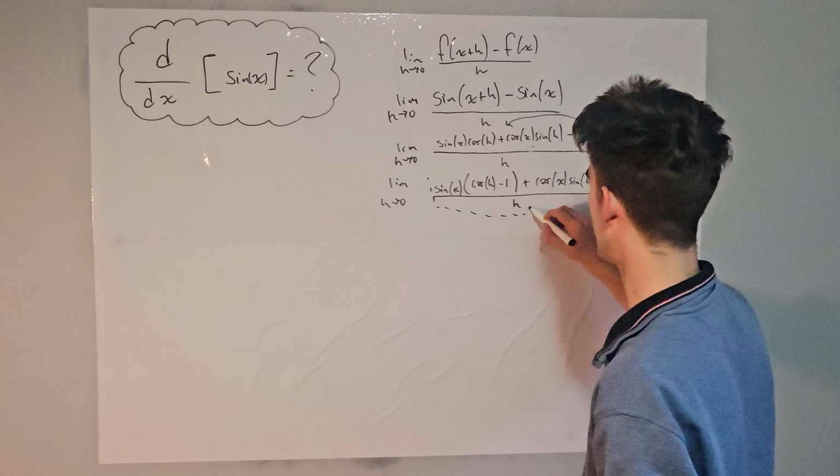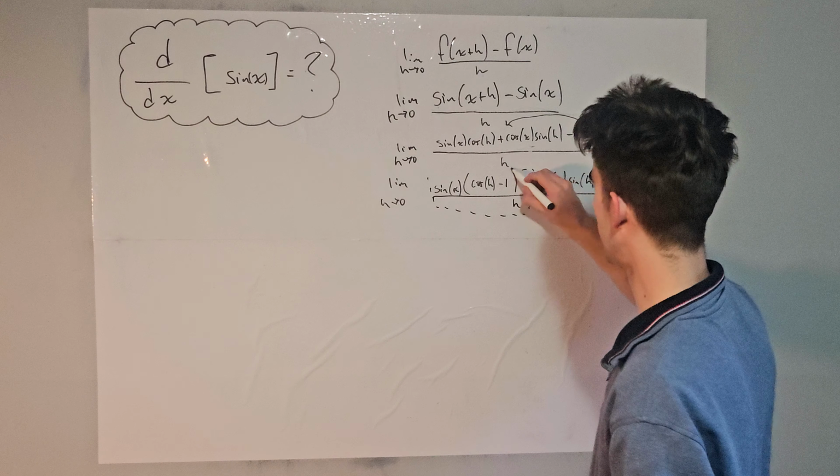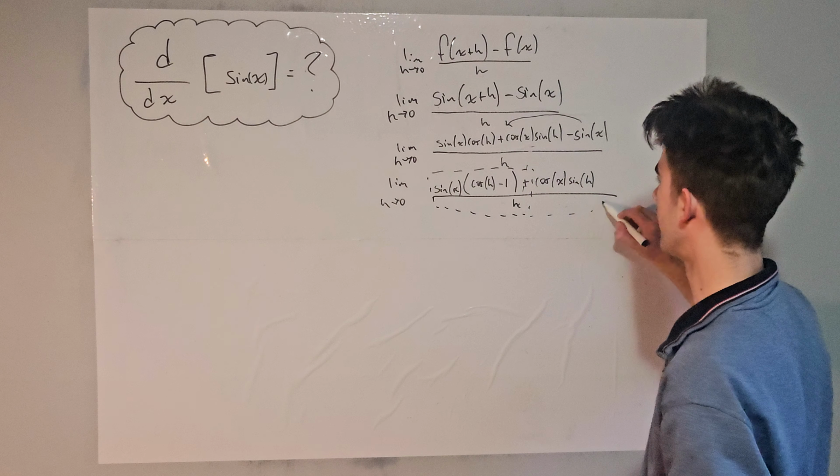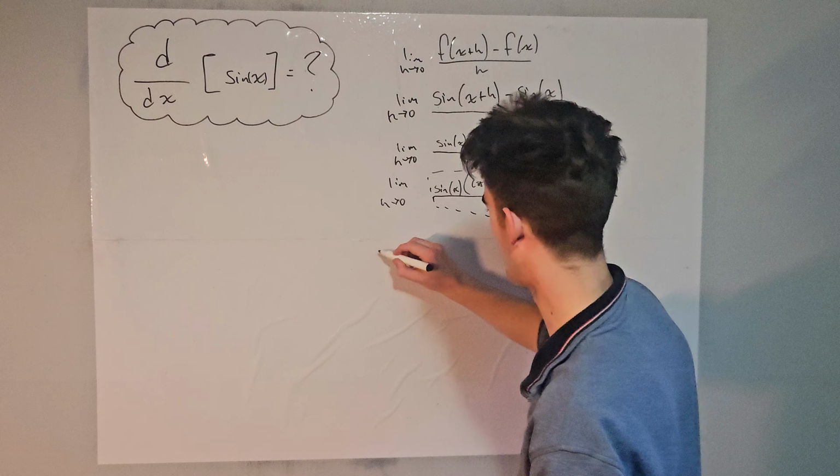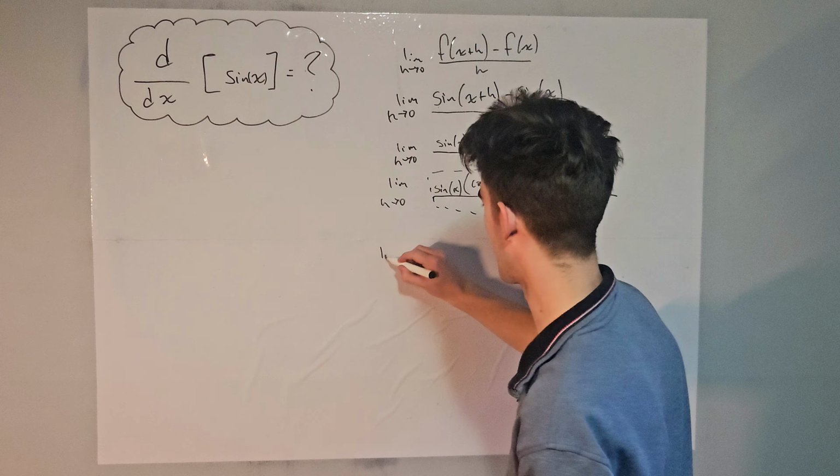From here, we're going to break apart this big fraction into two smaller ones, and we're going to take the limit of both of those fractions. So this is going to be one of them here, and this is going to be one of them here, and they'll both be over h. So we'll have something like this. The limit as h approaches 0 of sine x times cos h minus 1 over h, plus the limit as h approaches 0 of cos x sine h over h.